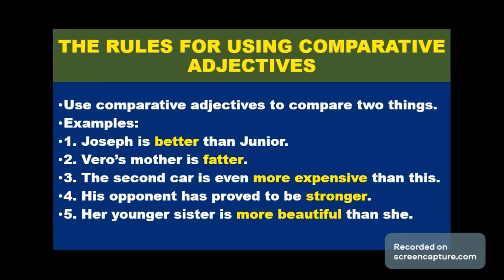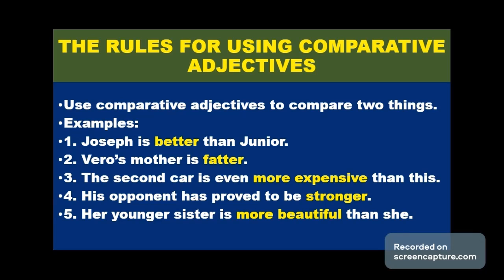Now, number 4, his opponent has proved to be stronger. Now we have two people who are probably wrestlers or politicians or whatever they are, or boxers. And then we are comparing someone we are referring to with his opponent.